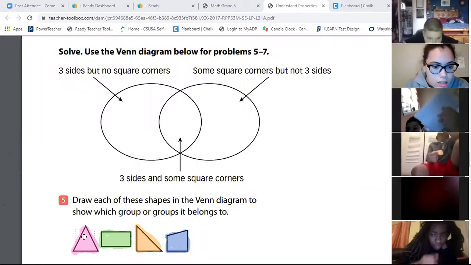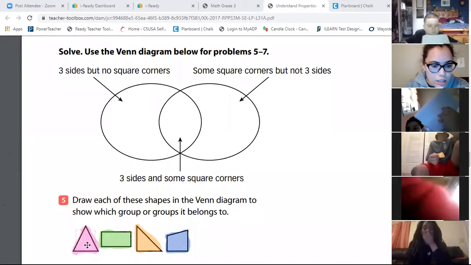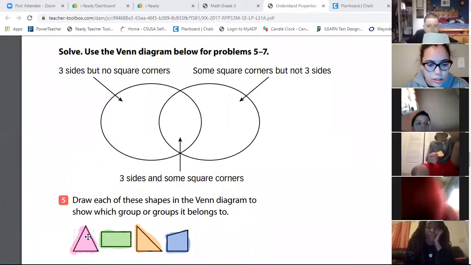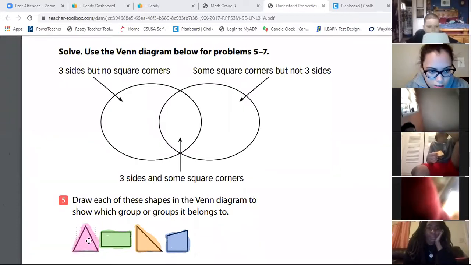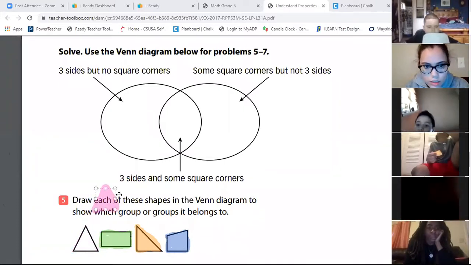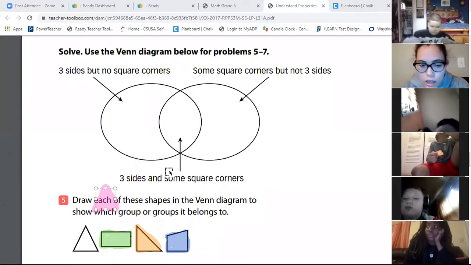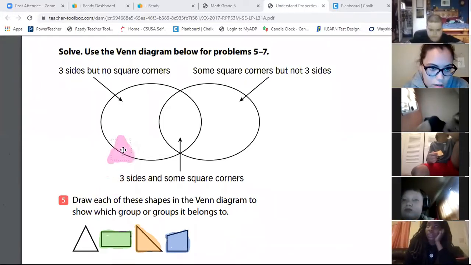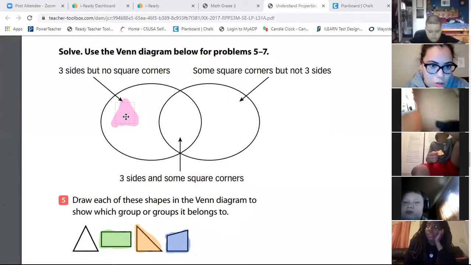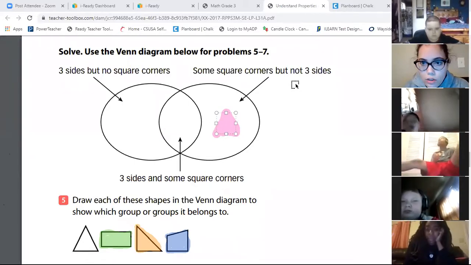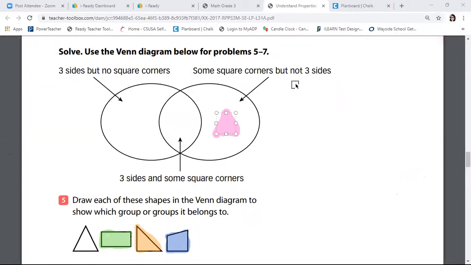Ms. Williams, could you call in some people to show? So first let's start with this triangle right here. Welcome to 2K TV. How are you doing? This pink triangle: 3 sides but no square corners, 3 sides and some square corners, or some square corners but not 3 sides.